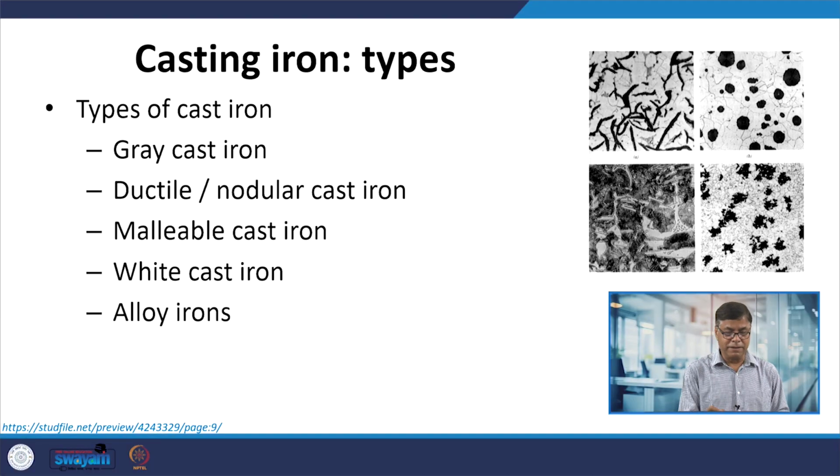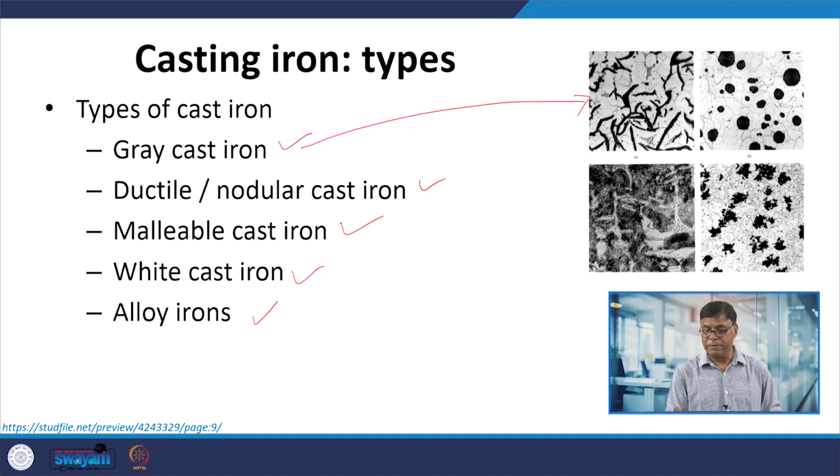So, these are the common types of cast irons: grey cast iron, ductile or nodular cast iron, malleable cast iron, white cast iron, and alloy irons. The grey cast iron has graphite flakes, and what you can see here are the graphite flakes. The matrix can be ferrite, pearlite, or even martensitic, depending upon the cooling rate being experienced. Then the nodular cast iron has graphite nodules, which are spherical balls of graphite.